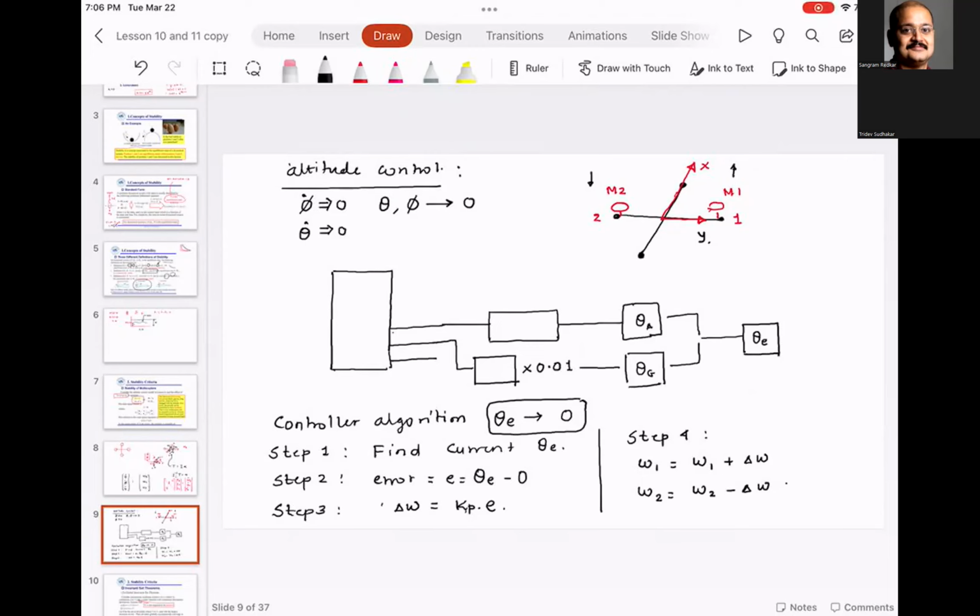In plus configuration, you can just do it with 1. But for Mambo, what you need to do is do it with 2 props. The algorithm remains the same. Essentially, I will draw the X configuration. So now this is your Mambo configuration, and I'm assuming this is M1, M2, M3, M4.